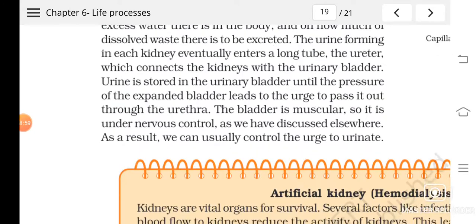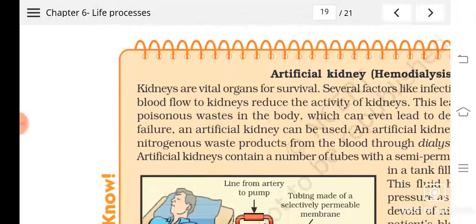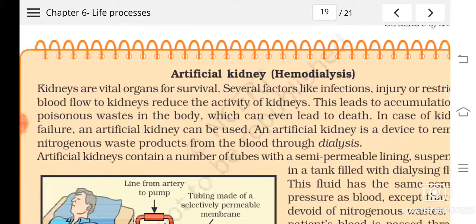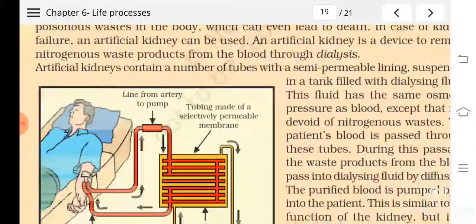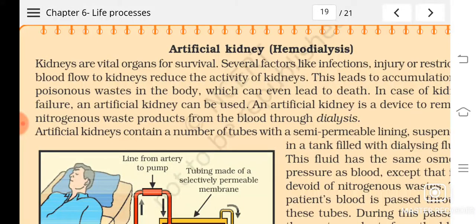Understood? So what all have we studied in this topic? The parts of the excretory system. Then we have studied in detail about the nephron and its structure. Then I have explained the processes by which urine is formed. Now the next topic is the artificial kidney.